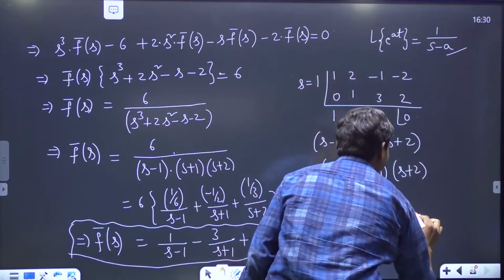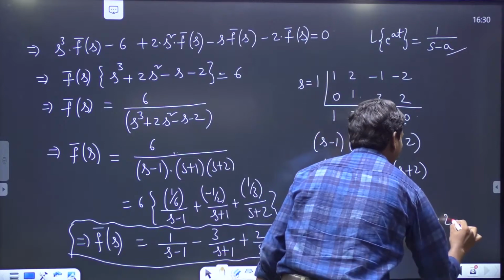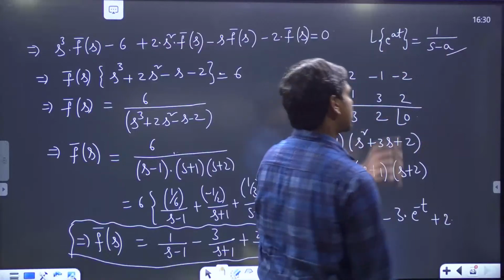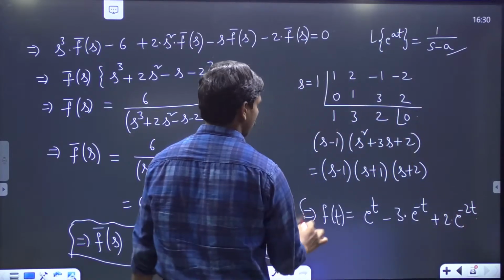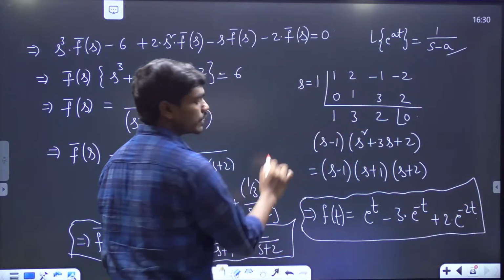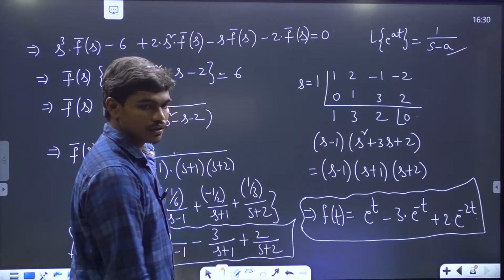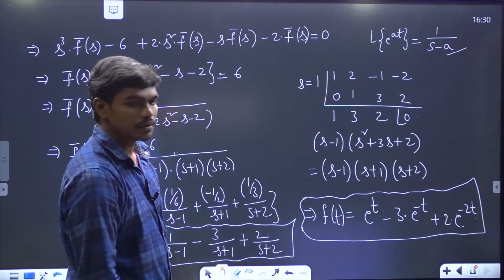So this is e power minus t plus 2 times of 1 by s plus 2. This is nothing but e power minus 2t. This is the differential equation we will be getting, I mean the solution of the differential equation. E power minus t plus 2 into e power minus 2t minus 3 into e power minus t.